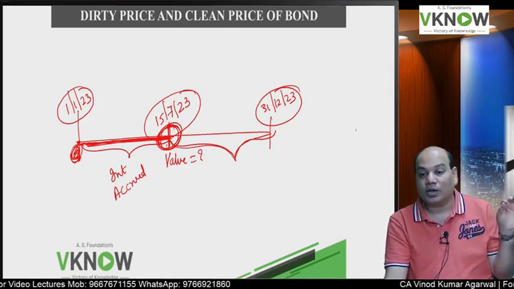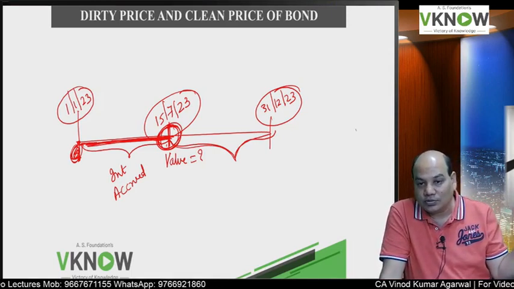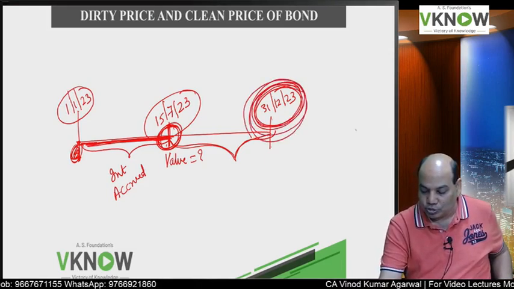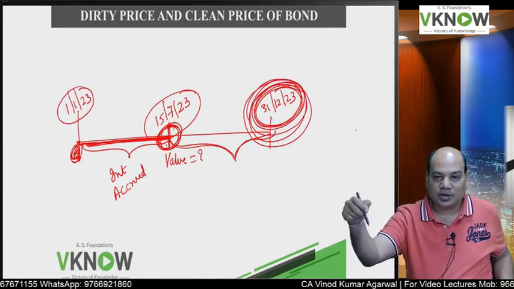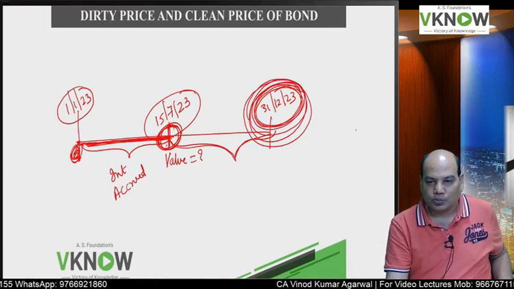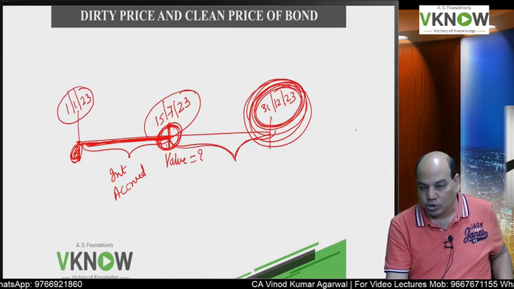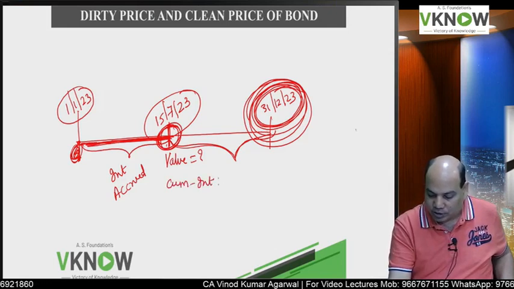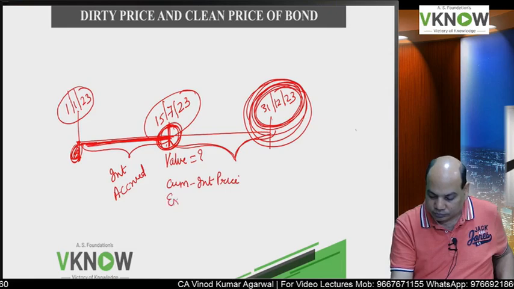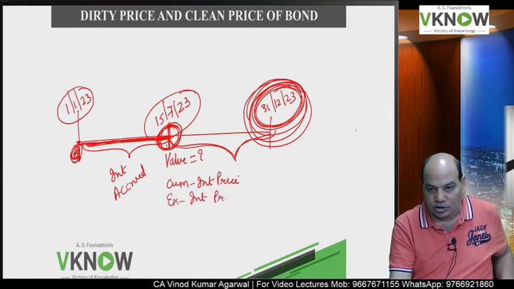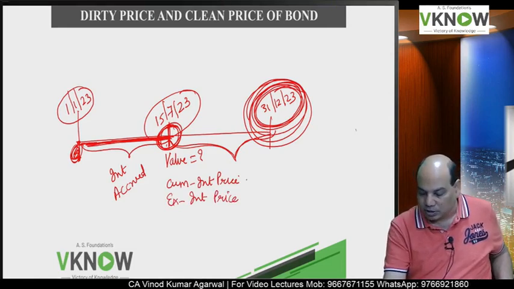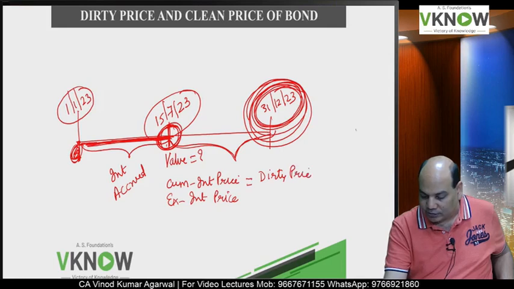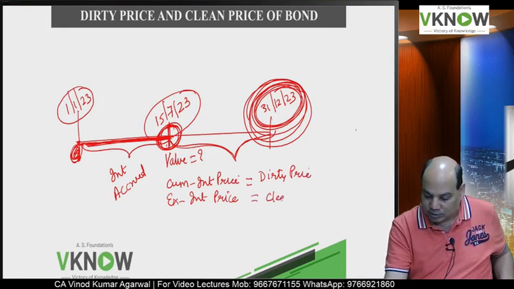But companies don't pay dividend to different individuals. The company will pay dividend or interest to that party who is going to hold the bond on the interest payment dates. So when we have to compute the value of the bond between two coupon payment dates, we calculate what is called cum interest price and ex interest price. Cum interest price is called dirty price and ex interest price is called clean price.